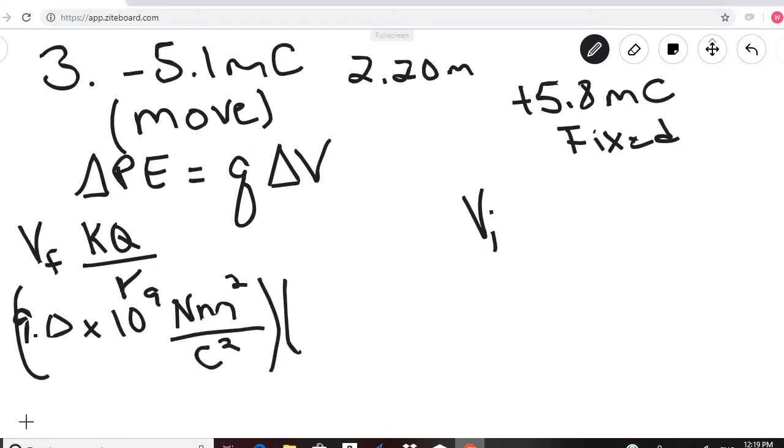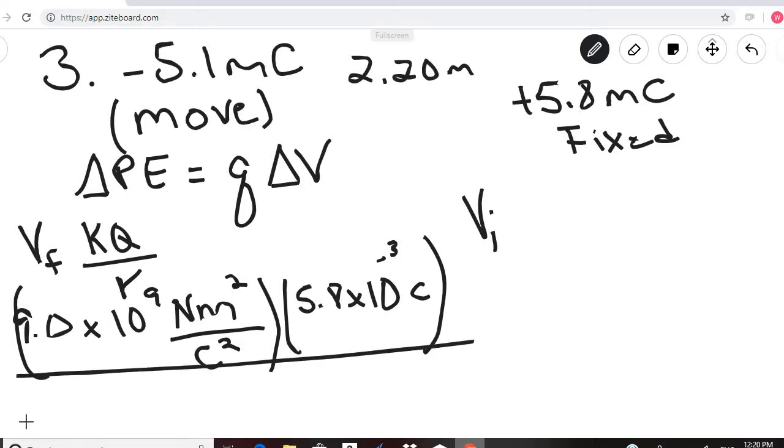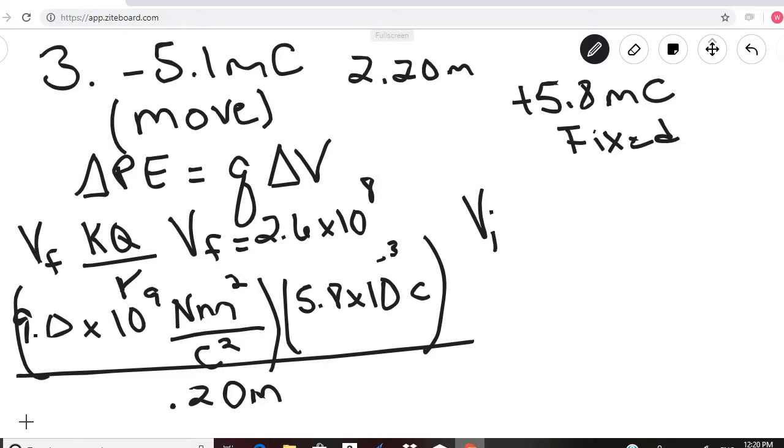Multiply that times the Q, which is the fixed charge, and I'm going to change this to coulombs, so it's going to be 5.8 times 10 to the negative 3 coulombs. So what I did there is divide by 1,000. And then we're going to divide that by the radius, which for the final, it says that it moved 2 meters toward the stationary charge. So if it started out 2.20 meters, then it's going to be 0.20 meters away. So then what we get for VF, if we do that math, is 2.6 times 10 to the 8th volts.